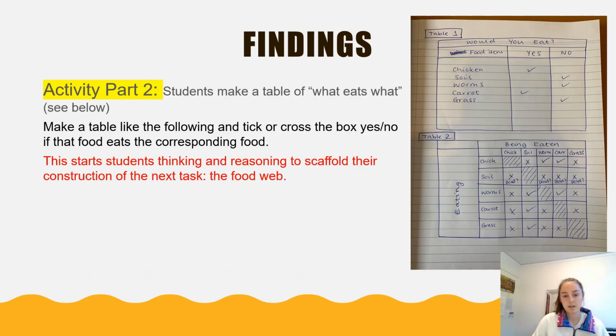For activity part 2, students make a table of what eats what, which you can see here. So make a table like the following and tick or cross the box yes or no if that food eats the corresponding food. Hope that's not too confusing. You can see it in table 2. So on the left you've got what is eating, and on the right, which is being eaten. This starts students thinking and reasoning to scaffold their construction of the next task, which is making the food web.